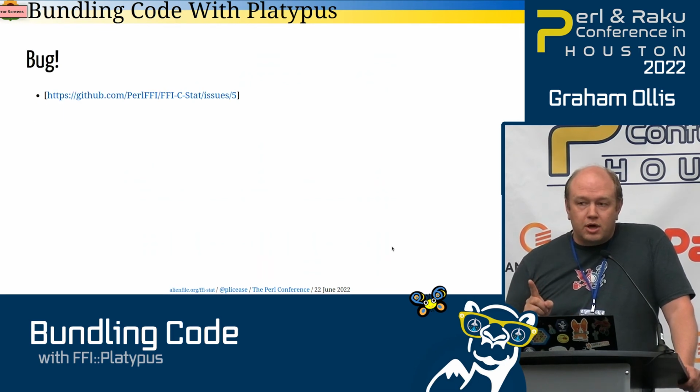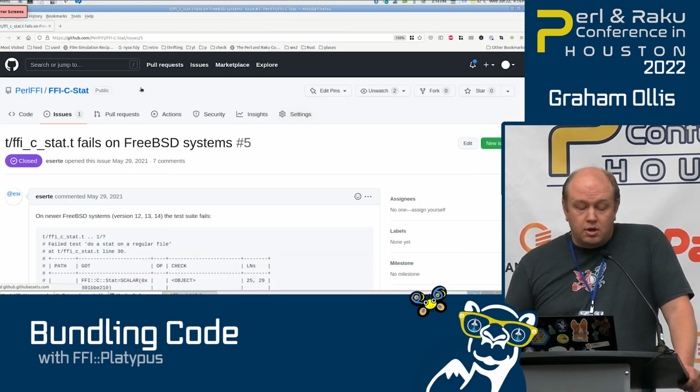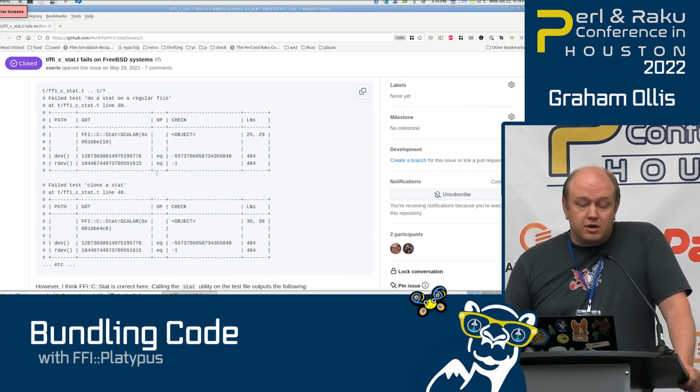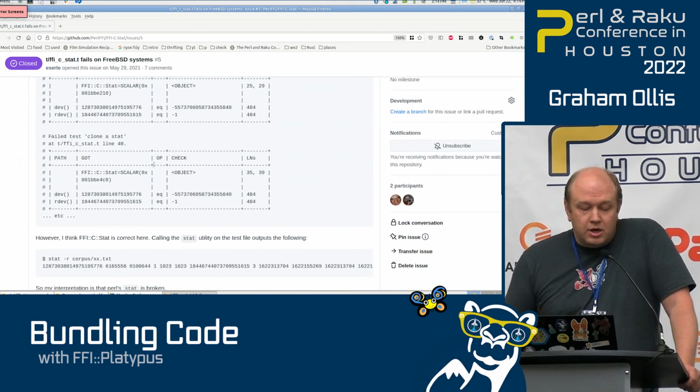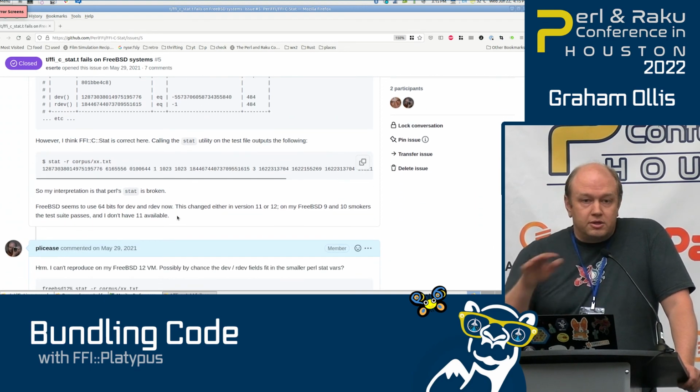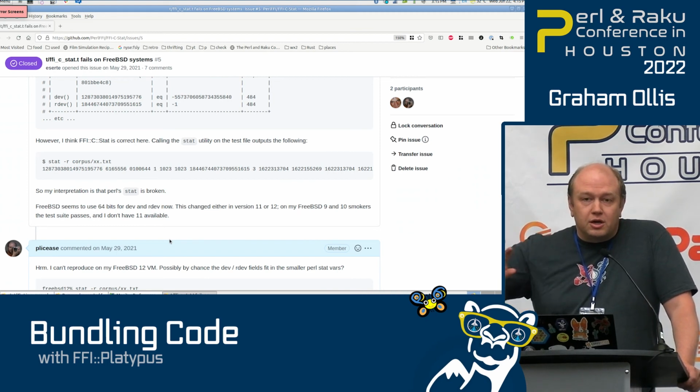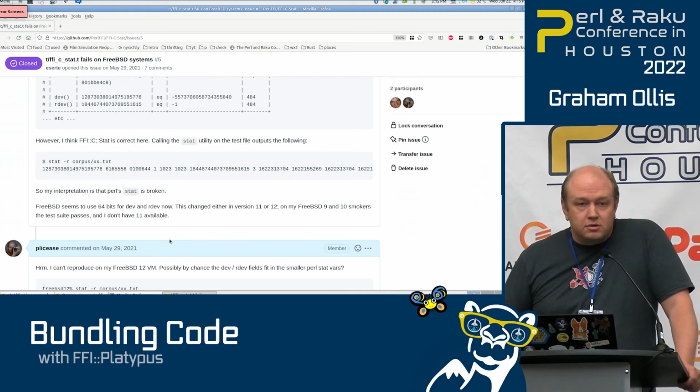There was one problem. After a few days, FFIStat was on CPAN. There was a bug that was opened up. It was reported that dev and rdev from FFIStat did not match what core Perl was reporting on FreeBSD. However, it was reported, I think FFIStat is correct here. Calling the stat utility on the test file outputs the following, and these values matched what I was getting.